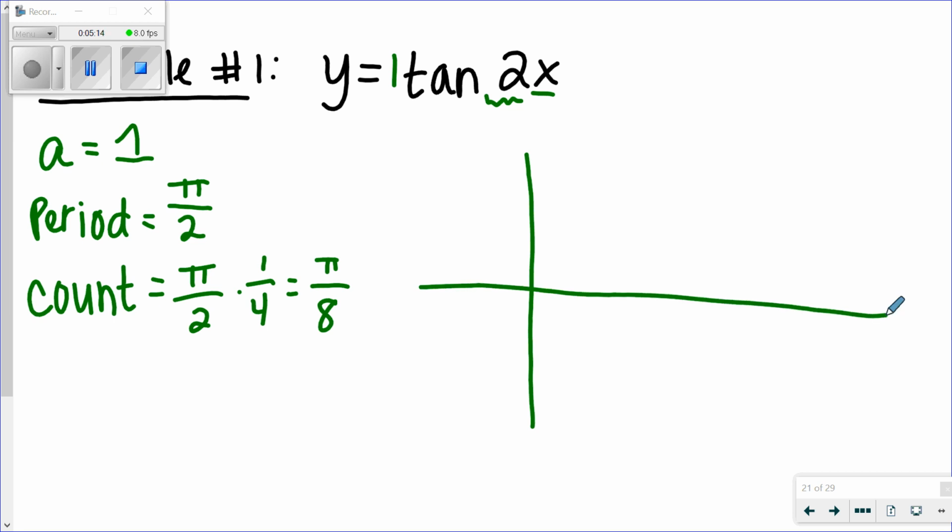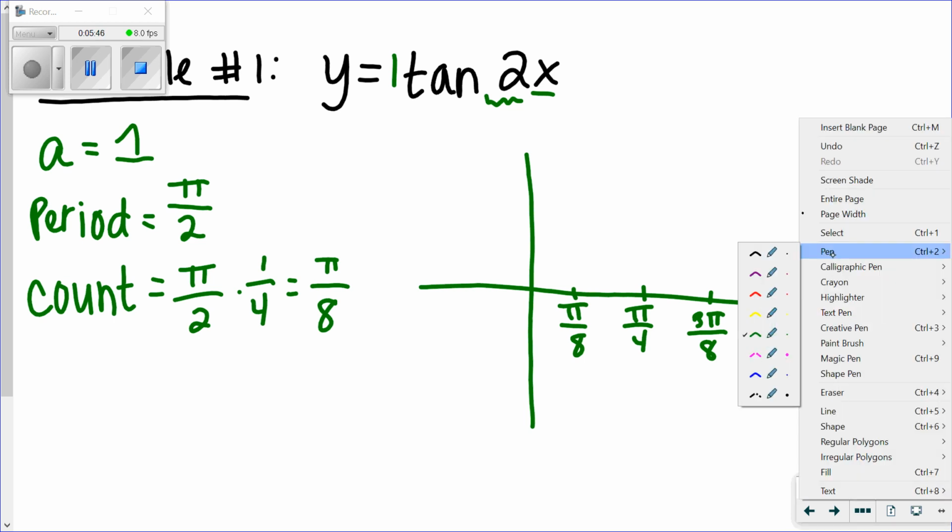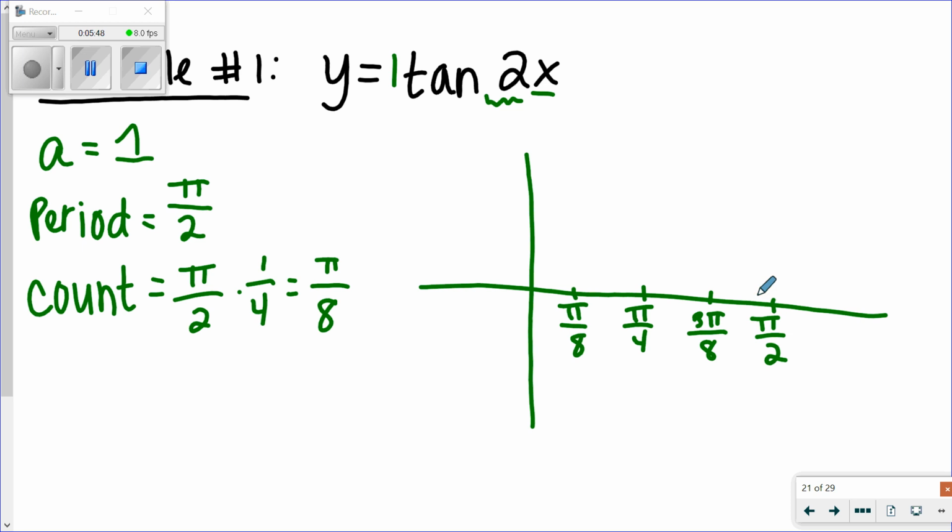Again, if you want to pause and try this on your own, I would say go ahead and do that. But counting by pi over 8, we start at 0. 0 plus pi over 8 is pi over 8. If we add pi over 8 again, I get 2 pi over 8, which is pi over 4. If I add pi over 8 again, I get 3 pi over 8. And I get 4 pi over 8, which is pi over 2. I've got my 5 points, which means now I am ready to plug in.